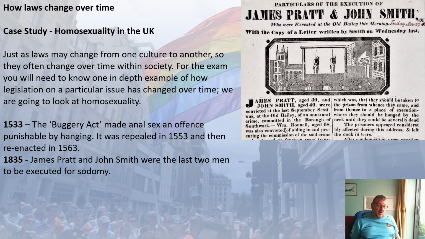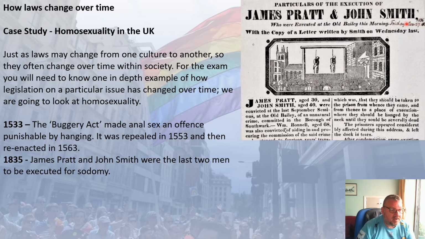And that law stayed in place until 1835. So 180 odd years ago, these two people, James Pratt and John Smith, were the last two men to be executed for sodomy, for anal sex. And here you see a clipping from the newspaper of the time. So 1835, last two men to be executed in this country for the act of sodomy.